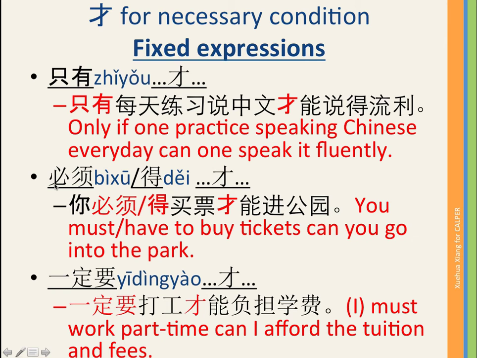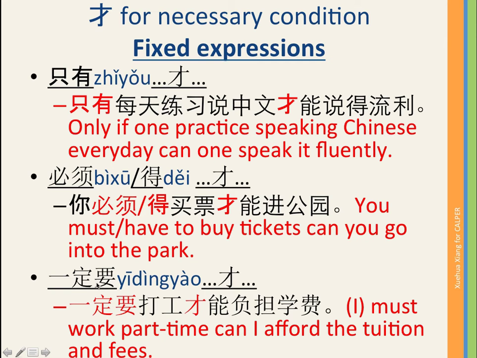Another fixed expression, 必须 or 得. This is the idea of you must or you have to. 才. 你必须买票才能进公园. So you must buy tickets when you go into park. So you have to buy ticket when you go into park. This is a very different attitude from saying all you need to do is to buy tickets. That's it. This makes buying ticket to be such a big deal. 你必须 or 你得买票才能进公园.